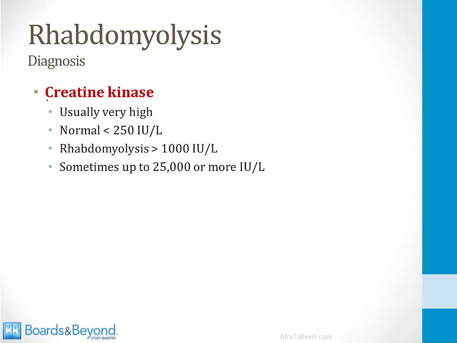The diagnostic hallmark of rhabdomyolysis, as I said before, is an elevated level of creatine kinase in the plasma. Usually it's very high in patients who have symptomatic rhabdomyolysis. A normal CK level is less than 250. In rhabdomyolysis, it's usually over 1,000, and it can get as high as 25,000 or more.